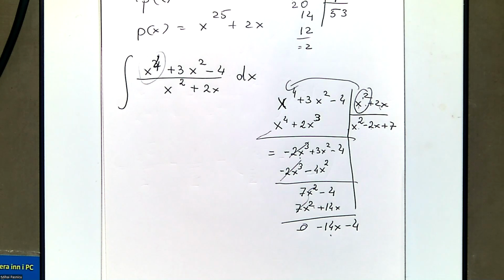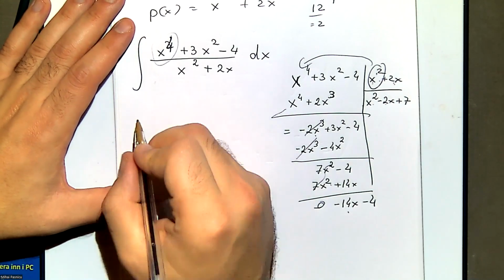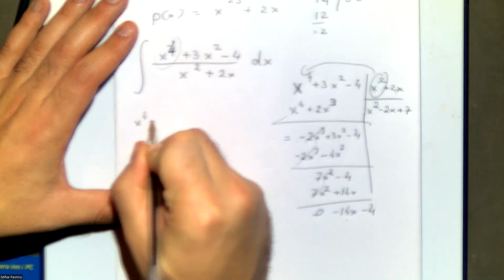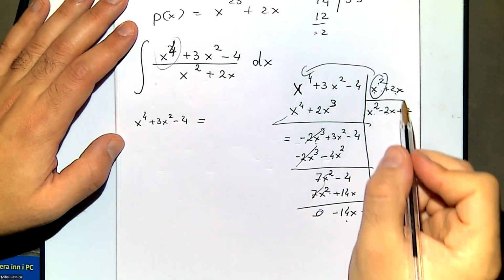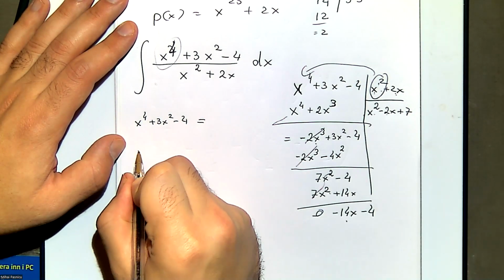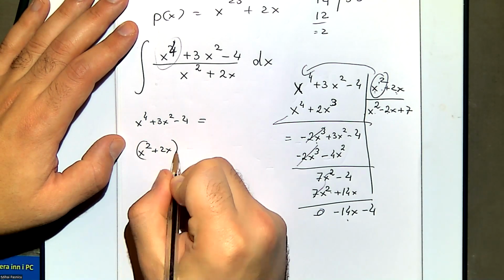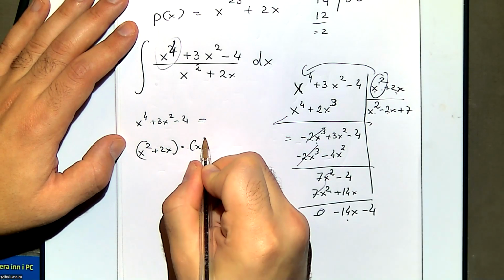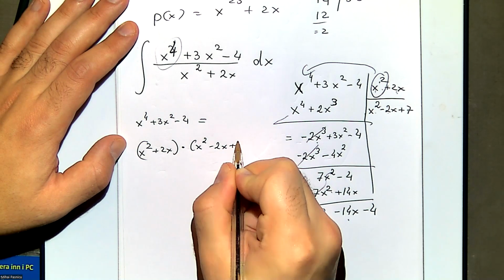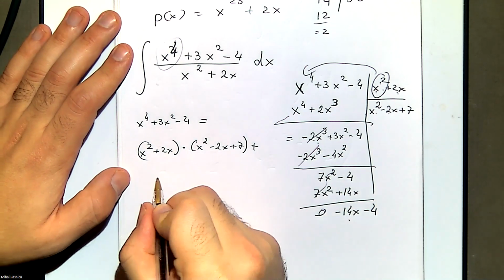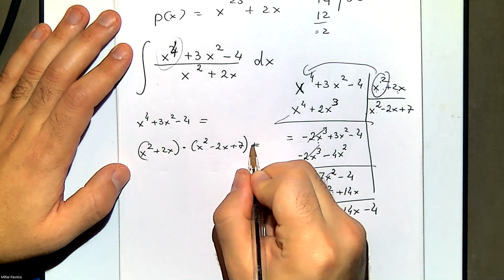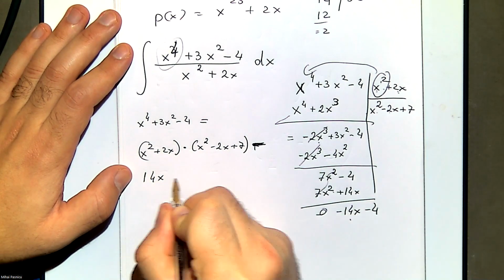So it's literally just like division. But what's the idea? Why did I do all of this? Well, the whole idea is that if I look at what I did here, I can write x to the 4th plus 3x squared minus 4 as x squared plus 2x, times x squared minus 2x plus 7, plus what's the remainder here? It's minus 14x minus 4.